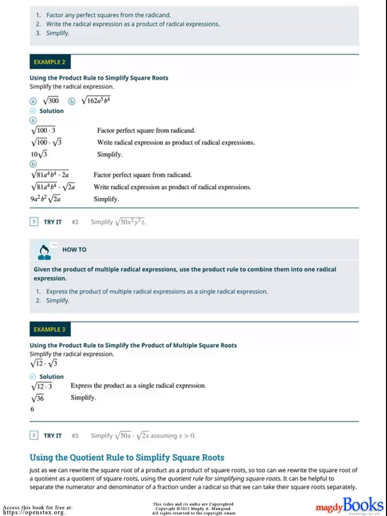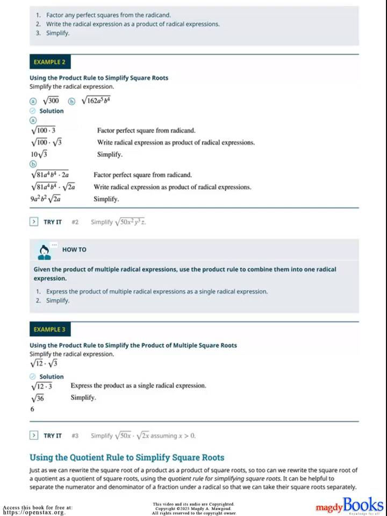Example 2. Using the product rule to simplify square roots. Simplify the radical expression. A. Square root of 300. B. Square root of 162a to the power of 5, b to the power of 4. Solution. A. Square root of 100 times 3. Factor perfect square from radicand. Square root of 100 times square root of 3. Write radical expression as product of radical expressions. 10 square root of 3.